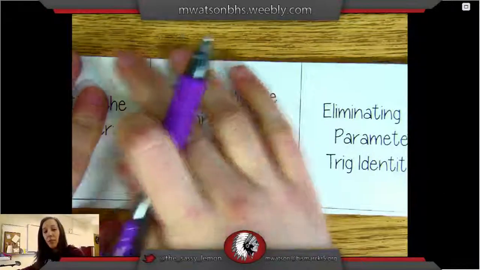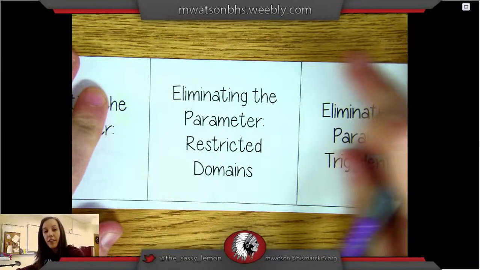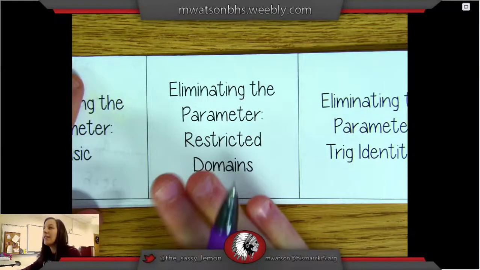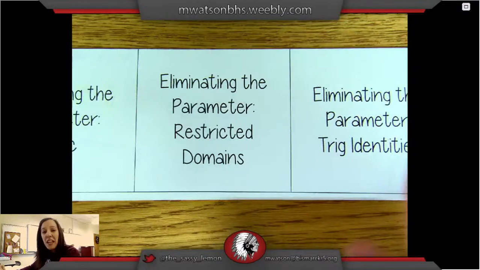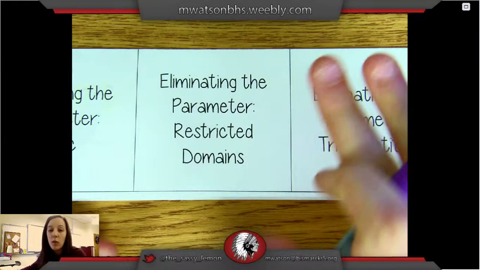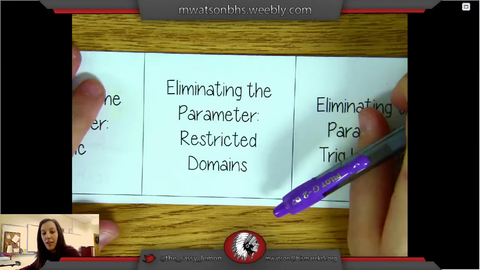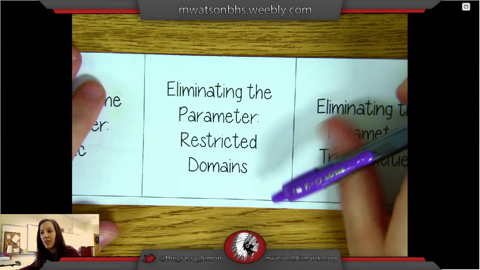So now on to more difficult problems. Let's work with restricted domains. I know you guys just loved domain and range last year, but it is peeking its ugly head around the corner right now. You don't have to know a lot, but you do have to know what a function can't be.